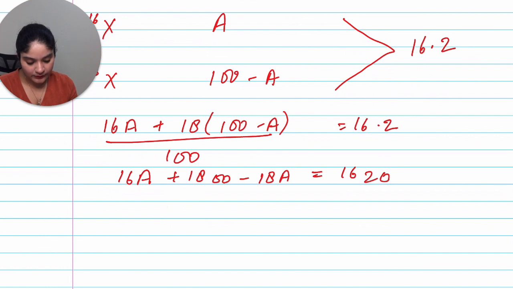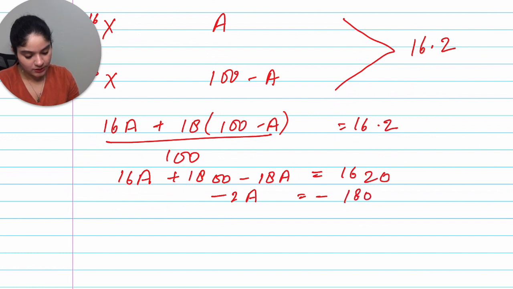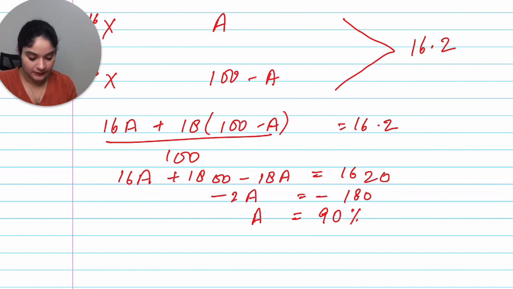Okay, so this will give you minus 2A. On this side, you will have 180. So your A will come out to be 90%. So the A is 90%, and your second one would be of course 10%. So this would be the answer for the abundances.